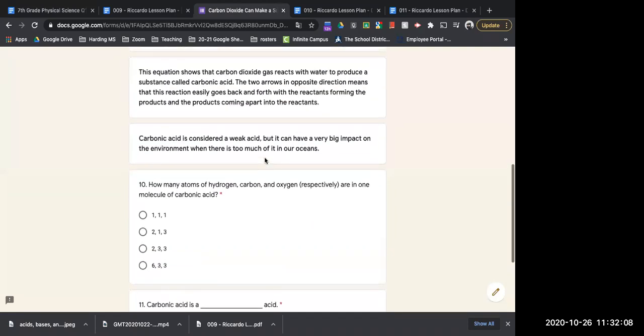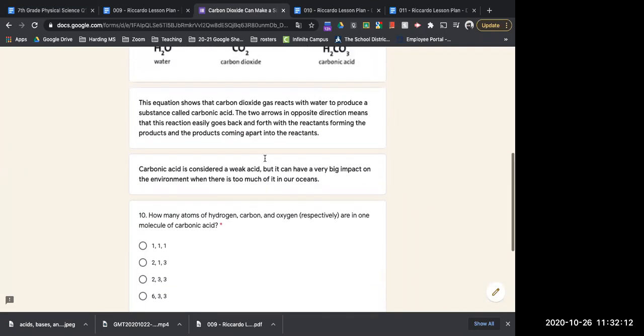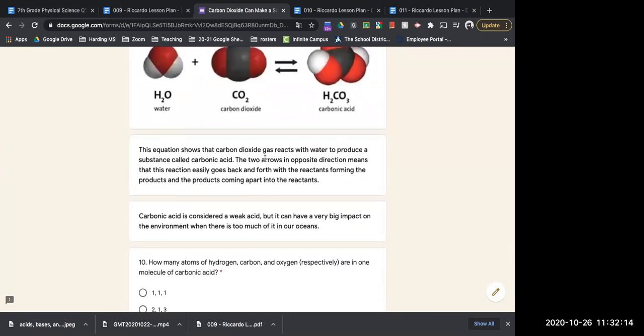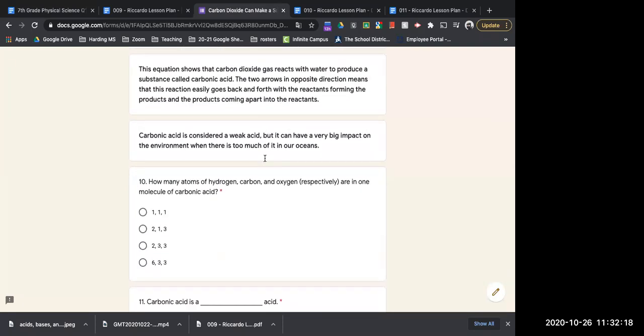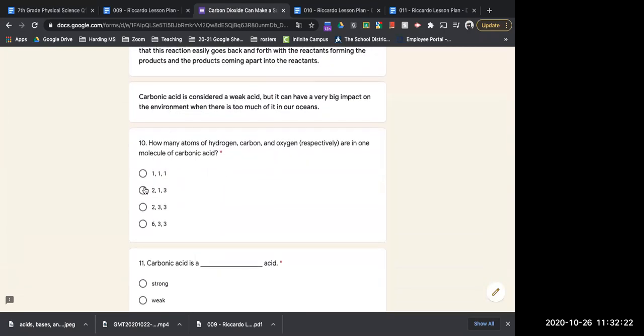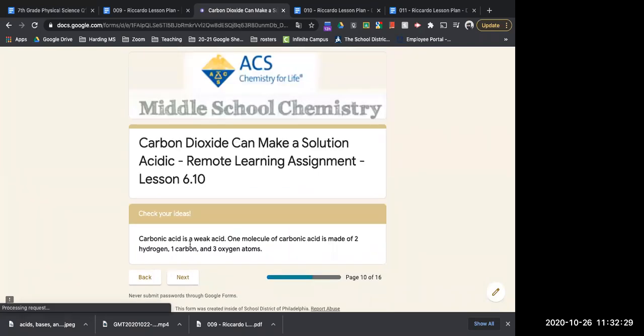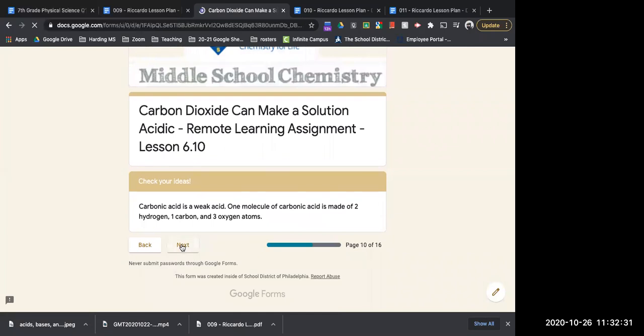How many atoms of hydrogen, carbon, and oxygen are in one molecule of carbonic acid? 2, 1, 3. All right. Hydrogen, carbon, and oxygen: 2, 1, and 3. Carbonic acid is a weak acid, and that is reiterated right there.